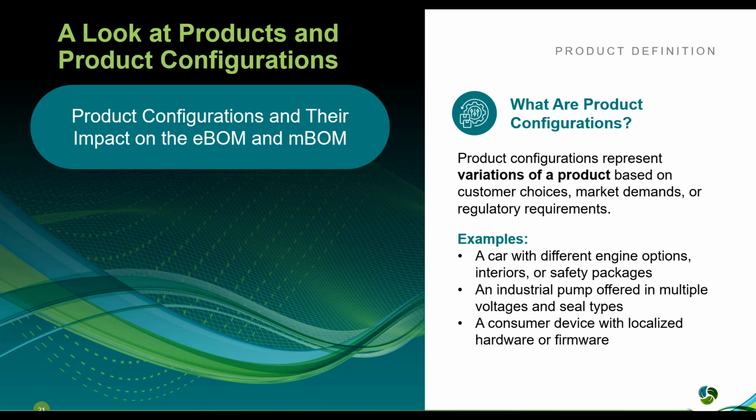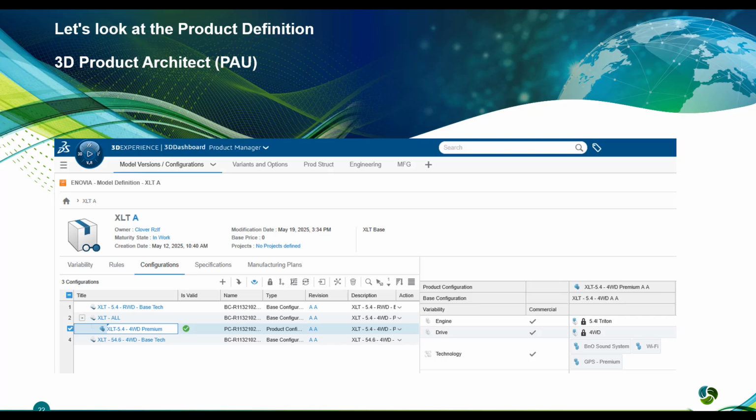So let's take a look at products and product configurations. Product configurations define which variants and options are available and which rules may be applied. Configurations are aligned with customer choices, market demands, and potentially regulatory requirements. Let's review the product definition and the role it plays in the engineering and manufacturing BOM definitions.